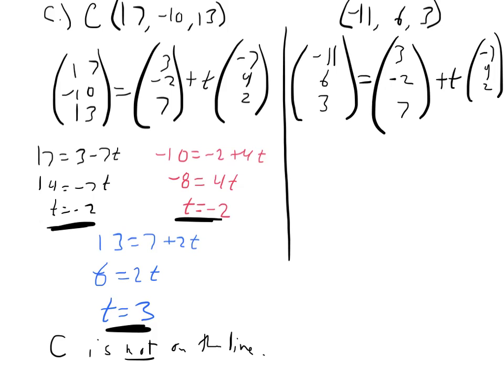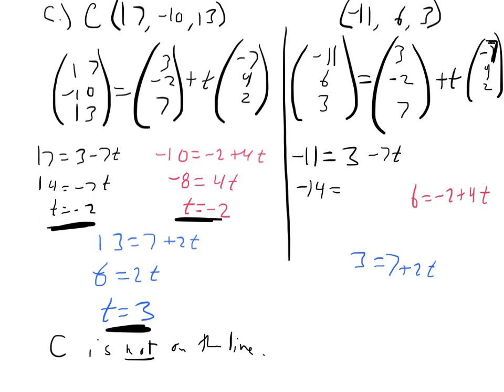If you didn't pause the video to do the last one on your own, definitely pause this one and try it. So let's see here. I've got negative 11 equals 3 minus 7t, and then I've got 6 equals negative 2 plus 4t, and I've got 3 equals 7 plus 2t. We'll solve these three guys.